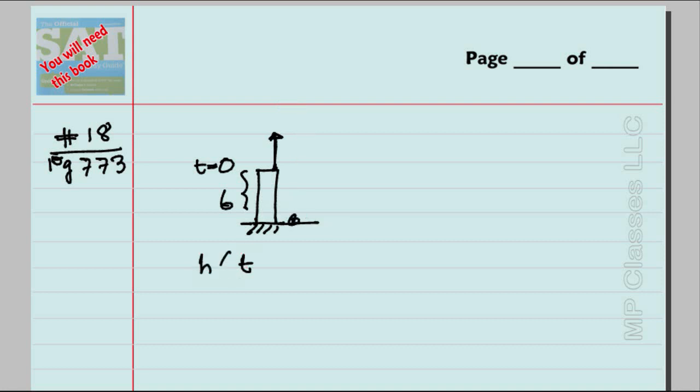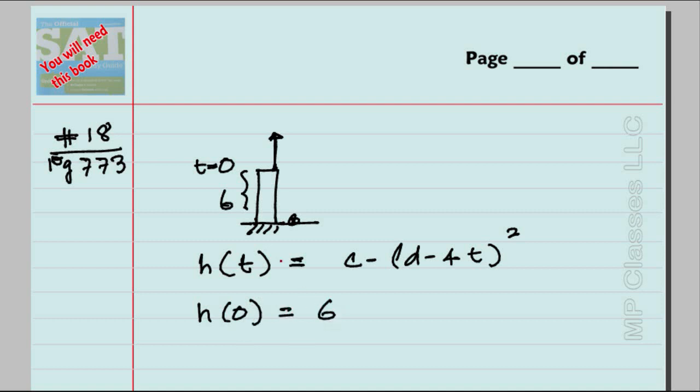So this function at any time t, what is the height from the ground, is given by h(t) = c minus d minus 4t square. Now the problem also gives certain data points: when time is 0, that is h0, the height is 6 feet because it's at the same height from the ground. So this is nothing but c minus d square, because t is 0. This is our one basic equation.